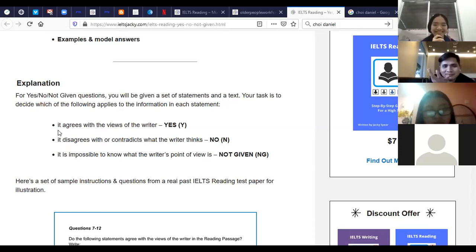It depends on your preference. Personally, I like true, false, not given. Some people prefer yes, no, not given. For yes, no, it is like you have to guess what is right. You have to understand the writer's views, based on the passage, and think if he agrees or disagrees with this sentence. So yes, no, not given might be a little tricky compared to true, false, not given. You need to think beyond the line. You cannot just see the sentence and guess the meaning.